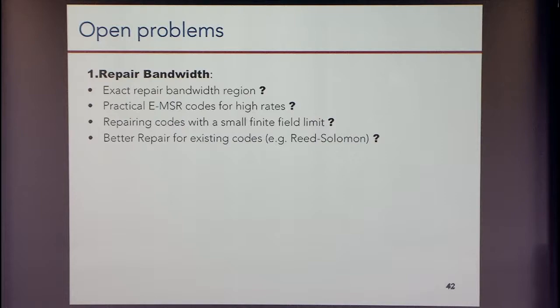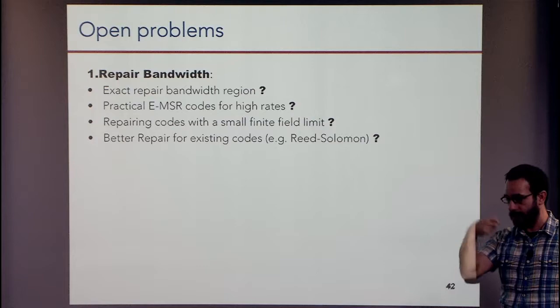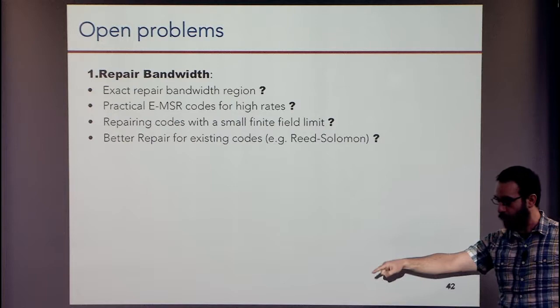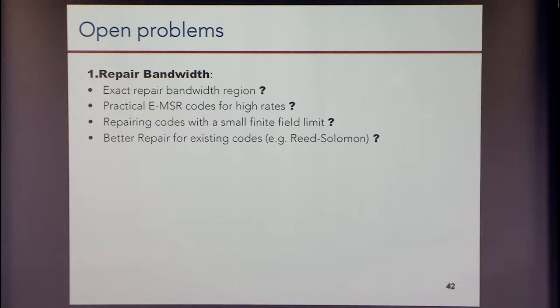Going back to Venkat's question yesterday, I thought a little bit about the asymptotics. The trivial construction reads k symbols and communicates k symbols to repair one. The theory says it could drop down to a constant asymptotically, because the regenerating codes bound lets you fix the rate to any constant you want and grow n. Regenerating codes give you something that will look like this.